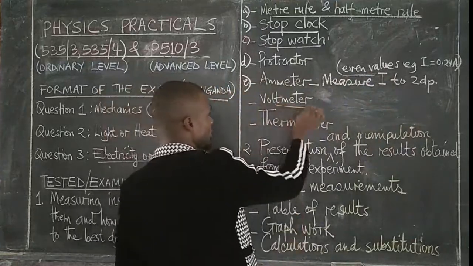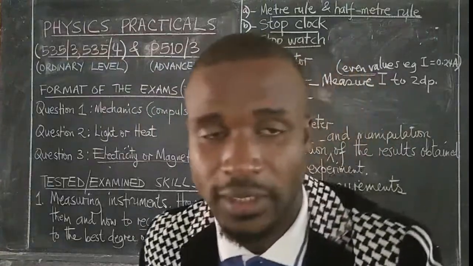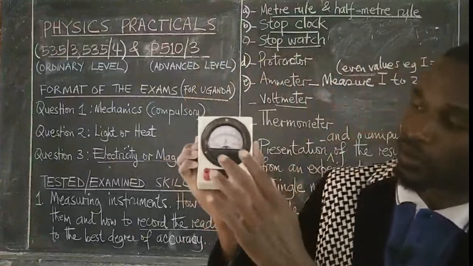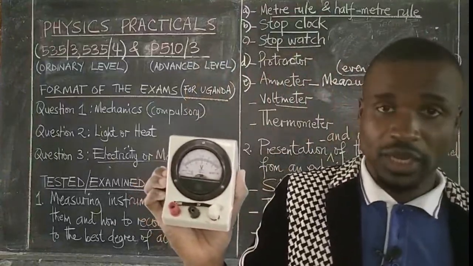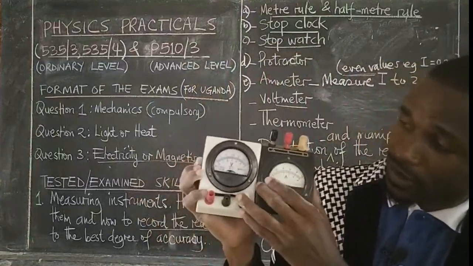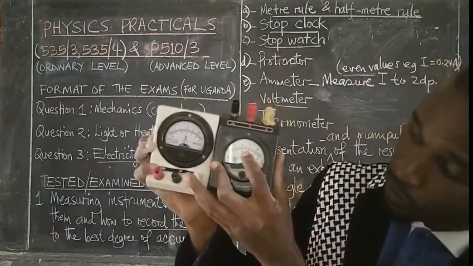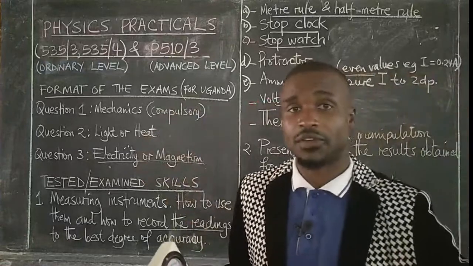Then voltmeters, an example is one here. This is a voltmeter. There is a V. How do you differentiate between an ammeter and a voltmeter? You realize that for an ammeter, there is an A, and for a voltmeter, there is a V. So that's how you differentiate them.